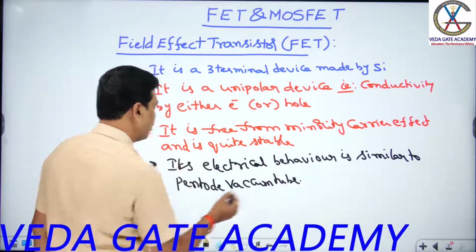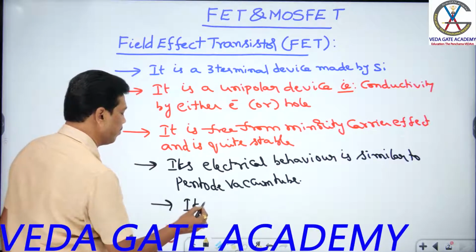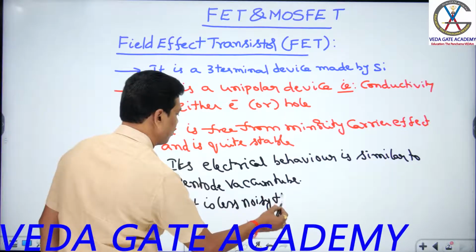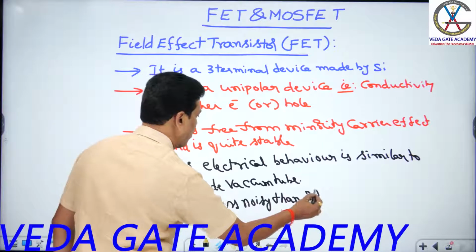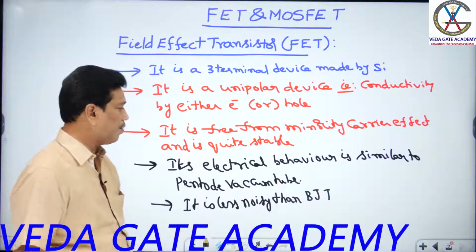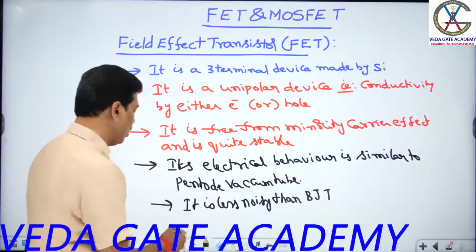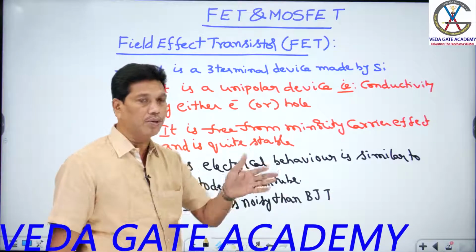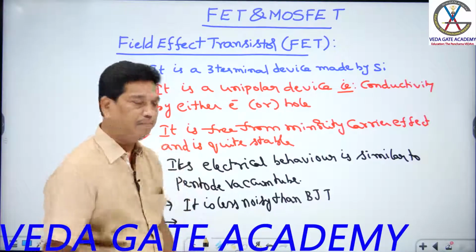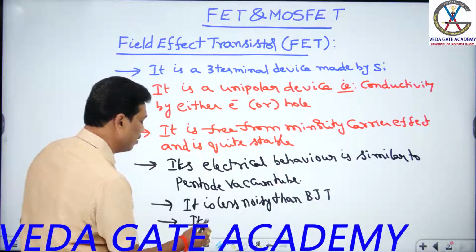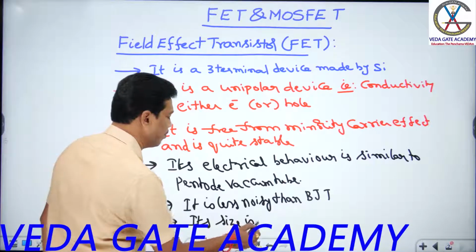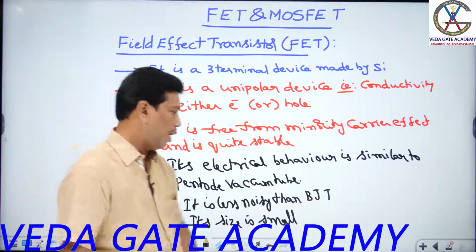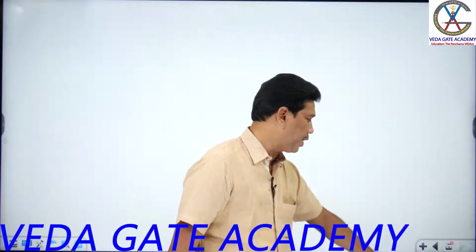Okay. So I told you it is less noisy than BJT. Compared to BJT, the internal noise present is less in FET and MOSFET. Again, I told that as compared to BJT, FET size is small. And again, students, as compared to FET, MOSFET size is again smaller. Its size is small, I told. And I told that it is a voltage control device, students.